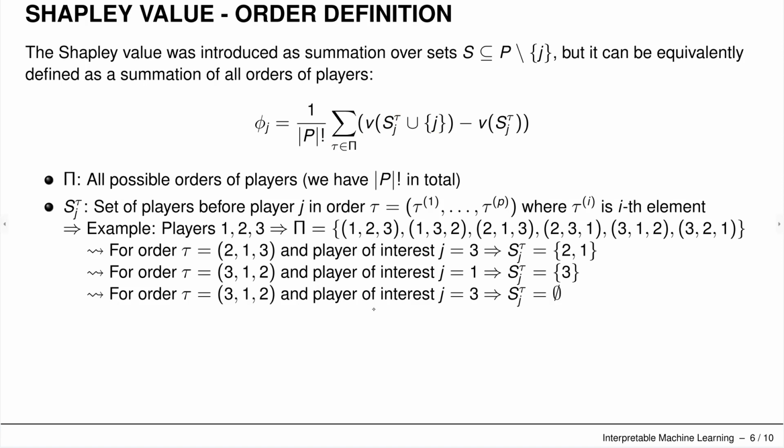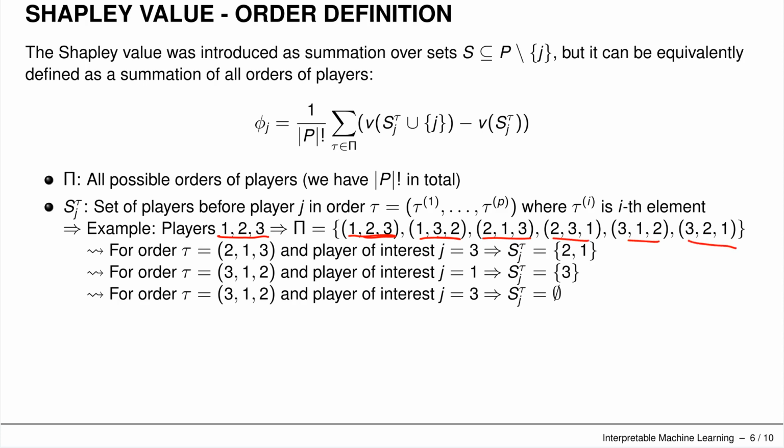So the S_j^tau is the set of players before player J in order tau. So it's easiest to explain by example. So let's say we have the players 1, 2, 3. So we calculate all 6 possible orderings of those players.